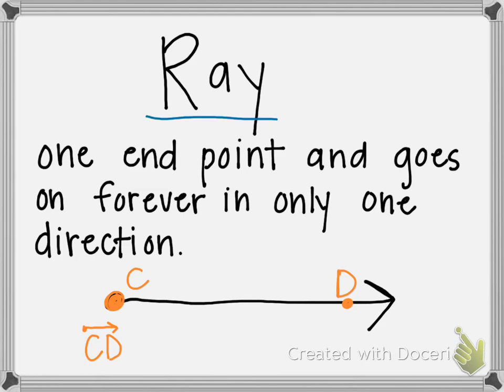Another thing that can help you remember ray is thinking about a ray of sunshine. Picture that the ray starts at the sun, so it would start at point C, and then it would continue off of the sun and eventually go to point D. So that's one way that I think of a ray and that it helps me remember.